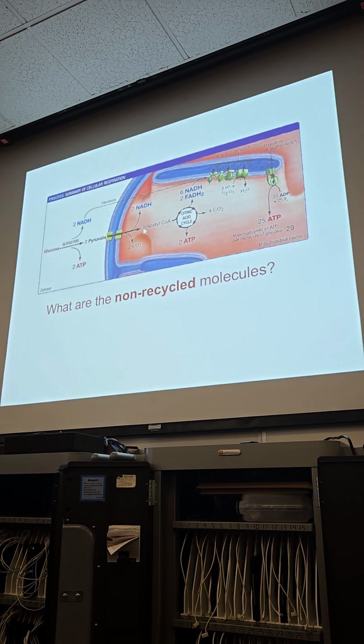What molecule is introduced into the Krebs cycle from the link reaction? FADH2. Is oxygen needed as a reactant in the Krebs cycle?